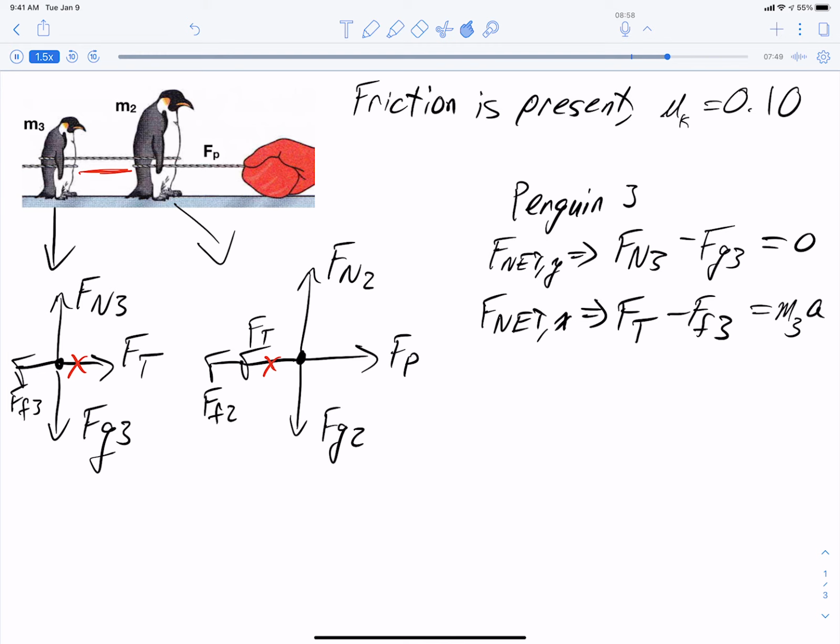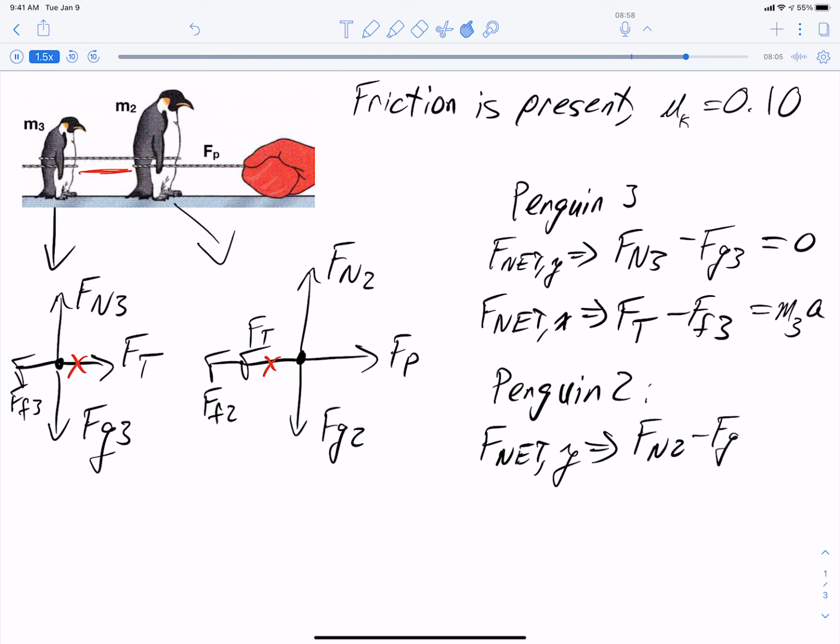And then for penguin 2, I've got F net in the y direction, looks very similar. We've got a normal force and a force of gravity. And then in the x direction, we've got a pulling force, which points to the right, so that's positive. The force of tension points to the left. That's from the rope that connects the two penguins. And then also a force of friction, which points to the left, and that's going to be equal to m2a.